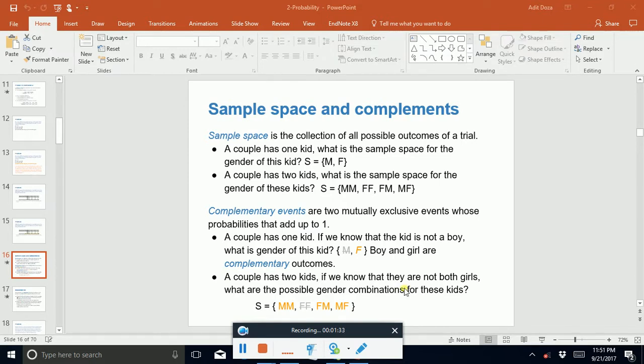So a couple has two kids. If we know that they are not both girls, then what are the possible gender combinations for these kids? Out of these 4 outcomes in the sample space, we have to rule out the both-girls one. So we only have 3, right? Yes.